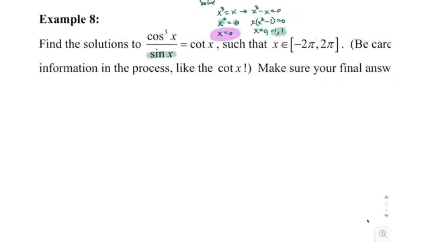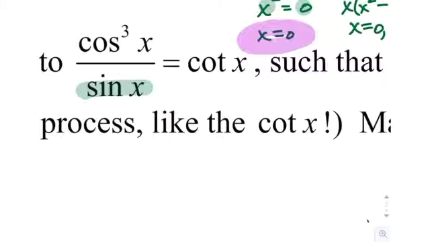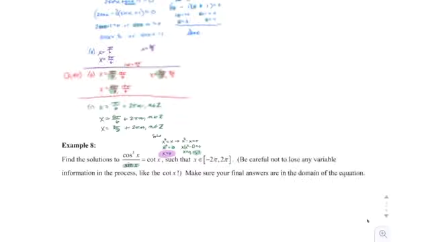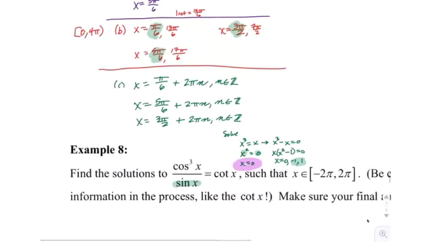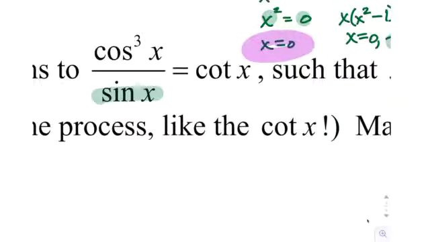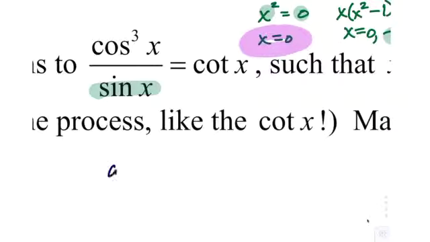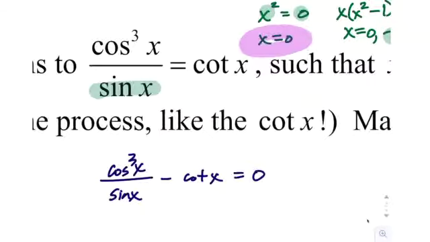All right. So what to do? Good question. Well, what we did on the previous one is we got everything on one side and set it equal to 0, which is not a bad thing to do. If you ever have more than one variable term, get everything on one side and set it equal to 0. So let's do that: cosine cubed of x over sine of x minus cotangent of x, and now it's equal to 0. Cool. Now you look for common factors.